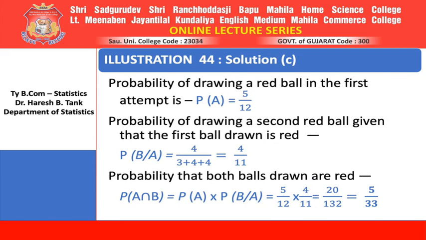Probability of drawing a red ball in the first attempt is 5 upon 12 because the total number of red balls is 5 in the bag. Probability of drawing a second red ball, given that the first ball drawn is red, becomes 4 upon 3 plus 4 plus 5, so it comes to 4 by 11. So the probability that both the balls drawn are red becomes probability of A intersection B, which is probability of A multiplied by probability of B, where A already occurred, is 5 upon 12 multiplied by 4 by 11, which becomes 20 by 132, which becomes 5 upon 33.